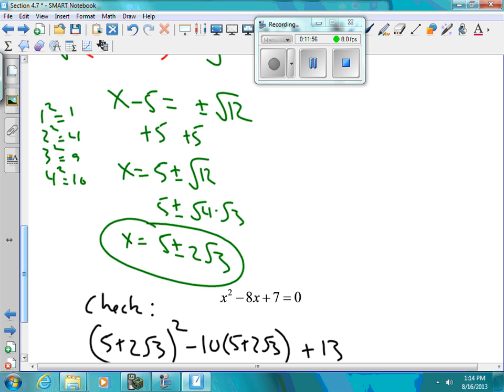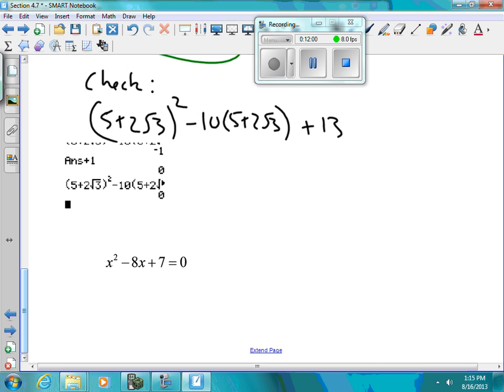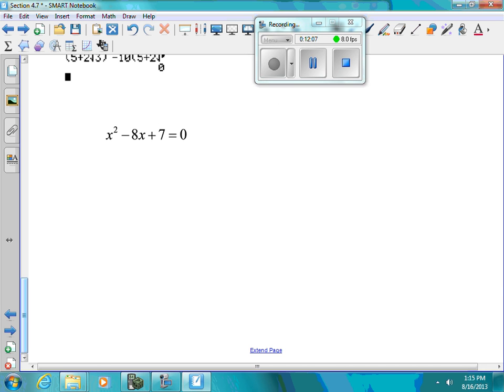Now you guys try this one, or you try this one at home, and see what you get. Now this one might be able to be factored, so you can check it by factoring too. In fact, I think you can, but I want you to try by completing the square.